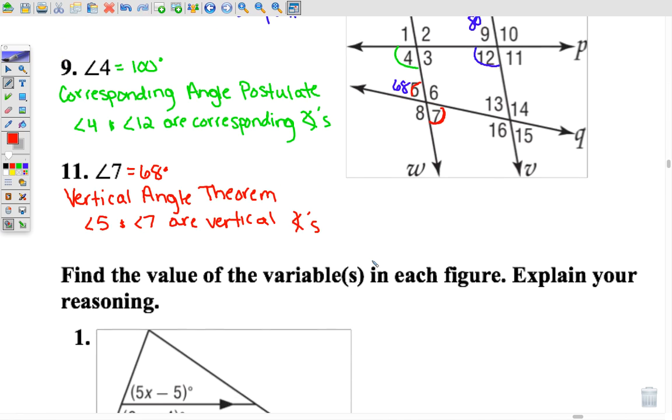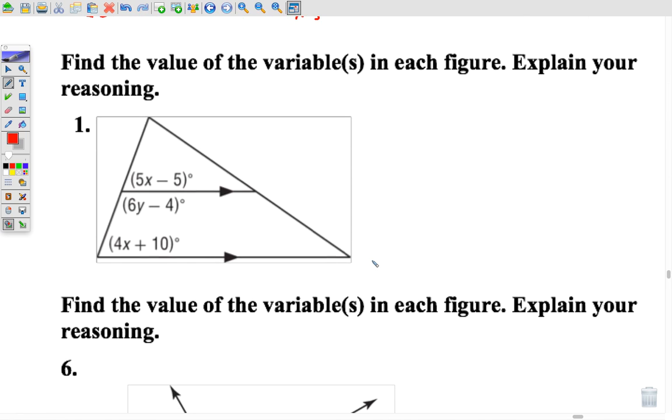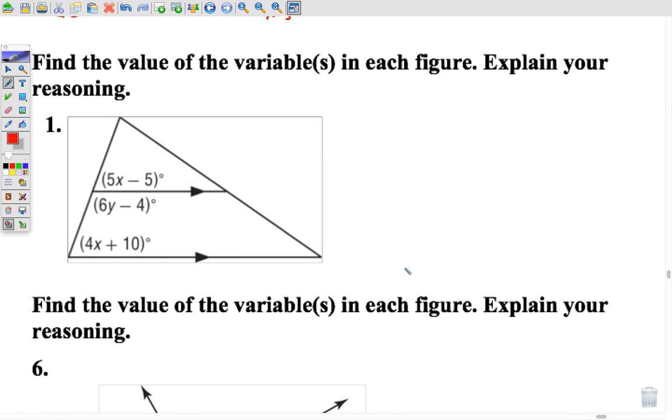All right, let's go to the last little section here. It says find the value of the variable in each figure and then explain your reasoning. So what I'm going to do here is I'm going to kind of extend these lines out so that we have just kind of a better picture here. Okay, so there's my two parallel lines. Here's my transversal.